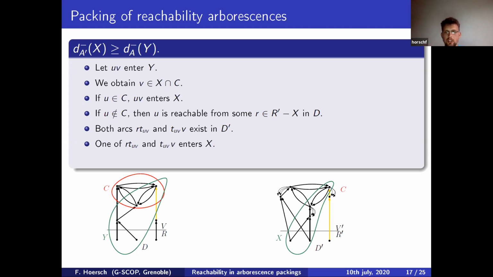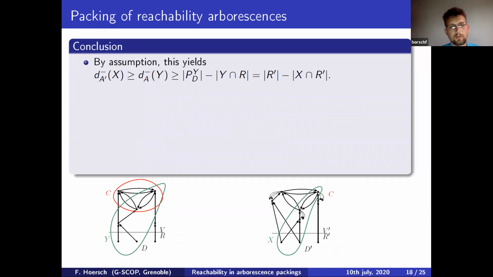So this is indeed an injection. Every arc I take entering Y, I will find exactly one arc entering X. Okay. That basically finishes the proof. Because now I know for every arc entering X, excuse me, the other way around. For every arc entering Y, there is an arc entering X.